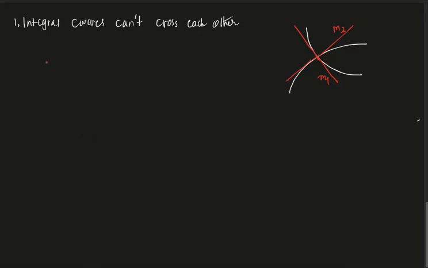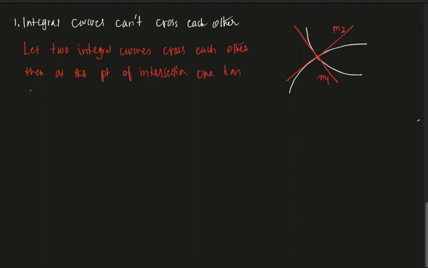So let's say two integral curves cross each other. Then what happens? At the point of intersection, you have two slopes. Now, is it possible to have two slopes?